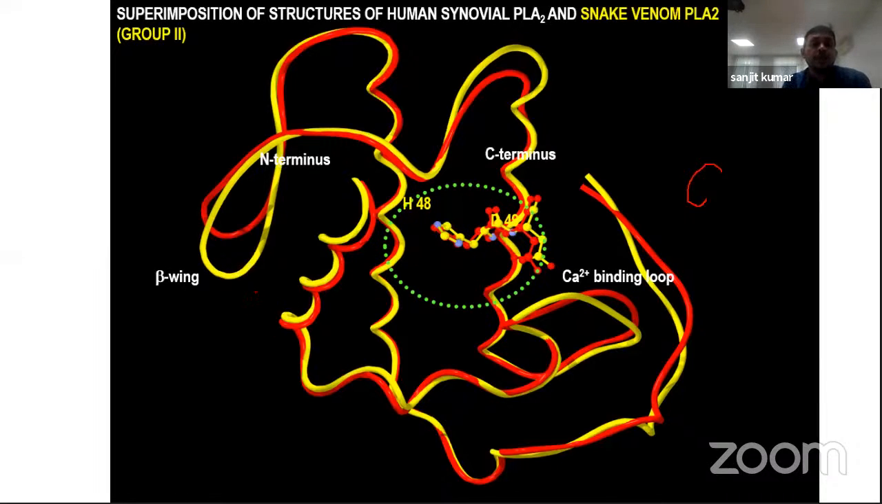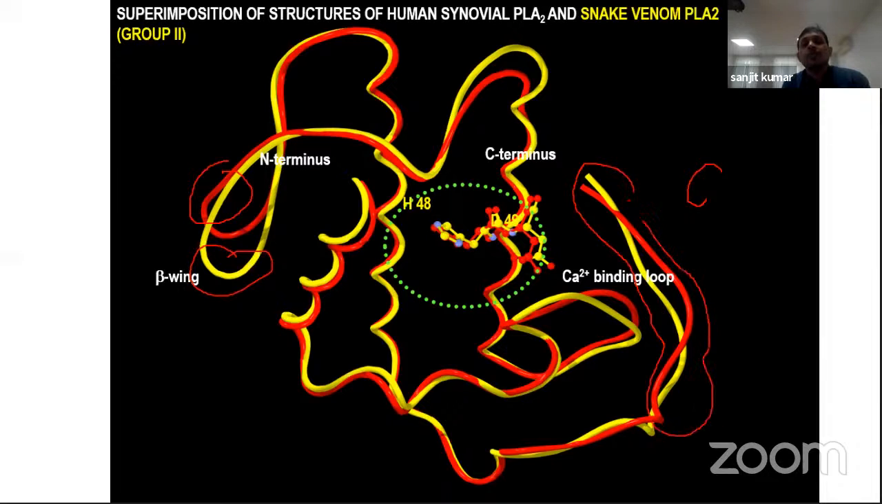This is the yellow structure, and the red one is human, and the yellow one is snake venom. You will see there is not much deviation. These are the loops showing the deviation, but it is not much. If the yellow were somewhere else, then it would be much deviation. So we thought, okay, fine.